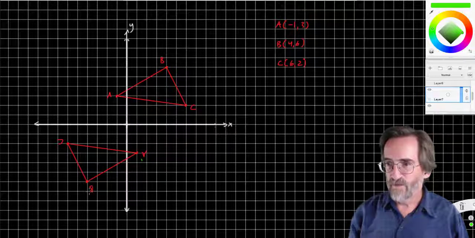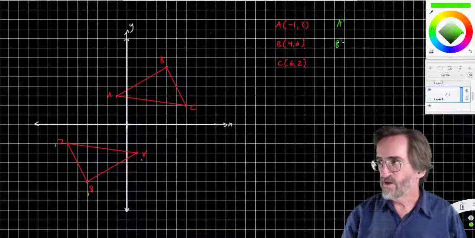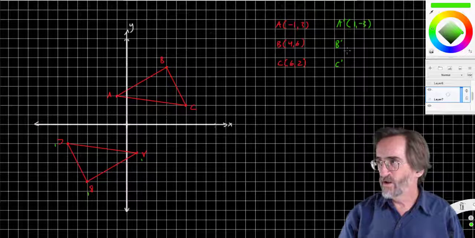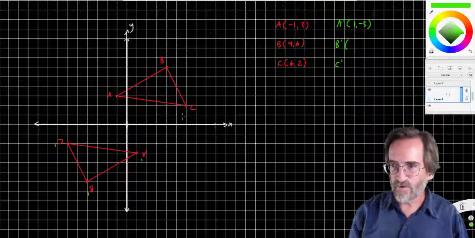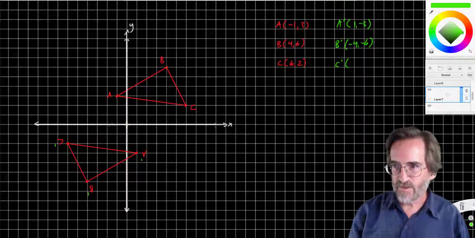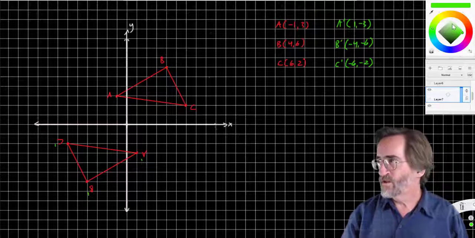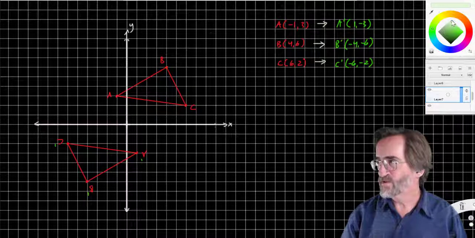So A prime, B prime, C prime. Okay, and let's take a look at what happened to those. The image of ABC: A prime seems to be (-1, -3). B prime seems to be (-4, 6). C prime seems to be (-6, -2). Okay, look carefully at what happened to each of these coordinates and see if you can figure out what the rule is.